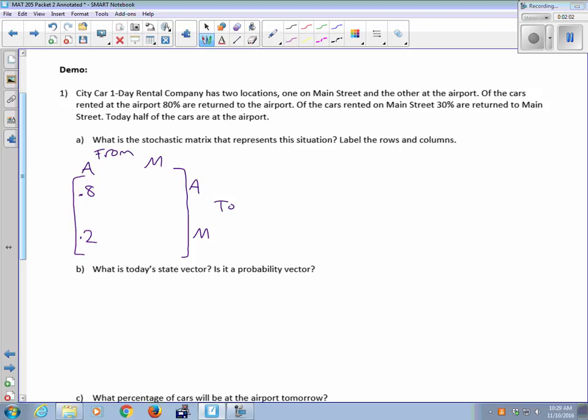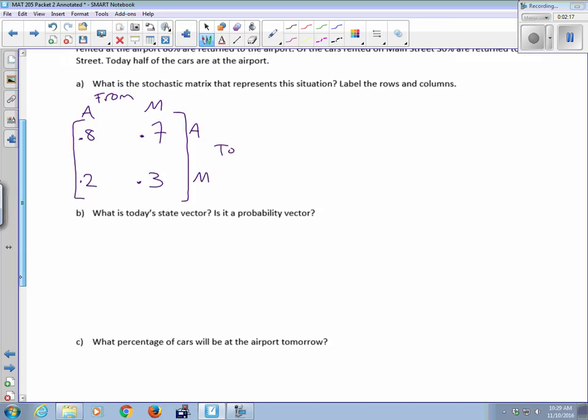And then of the cars rented on Main Street, 30% are returned to Main Street. So from Main Street to Main Street gets a 30%, which means that 70% get returned to the airport. And again, that column adds up to 1. So that's called your stochastic matrix. Today's state vector. Today it said that half the cars are at the airport. So my state vector is airport, Main Street, half in the airport, half at Main Street. Is this a probability vector? Yes, the entries add up to 1.